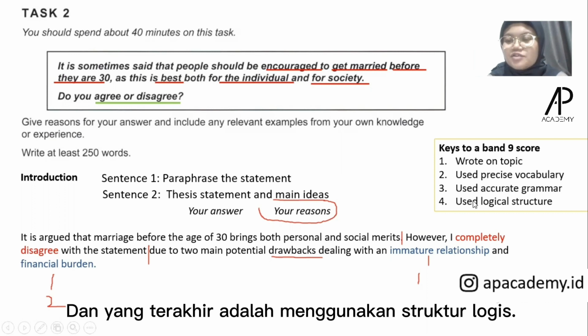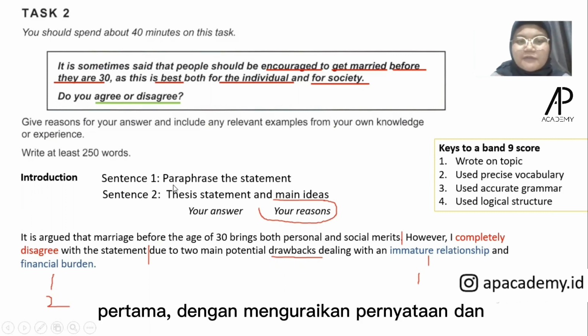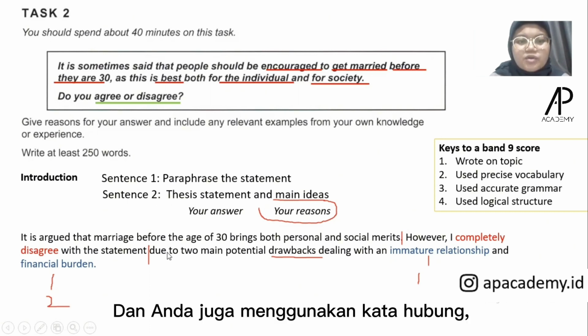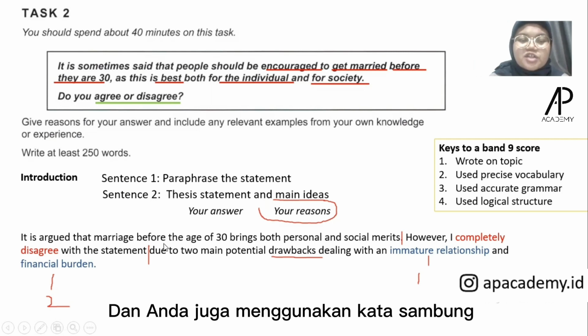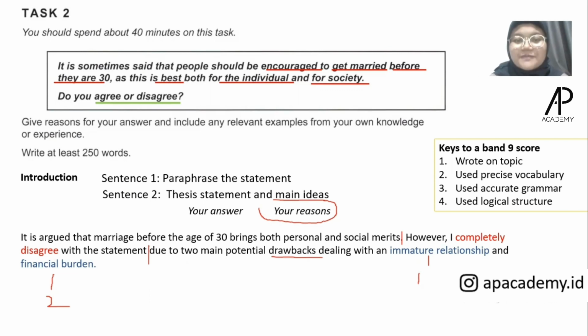And the last one is use logical structure. This is very logical because you have written sentence 1 by paraphrasing the statement and followed up by sentence 2, thesis statement and main ideas. And you also use a linking word, which is however, to show your disagreement. And you also use the conjunction due to show your reasons.